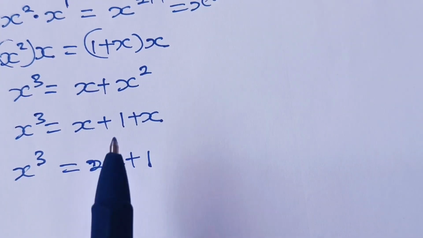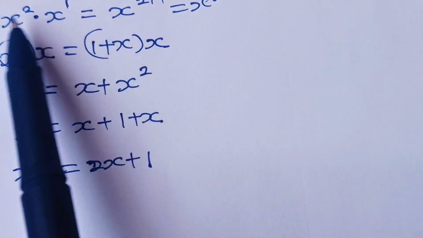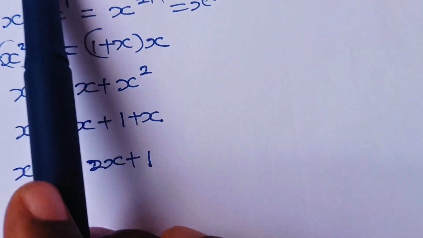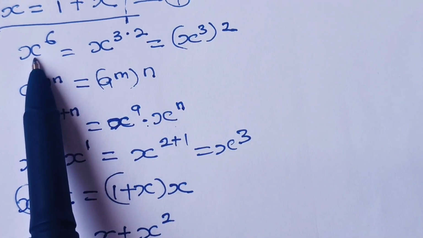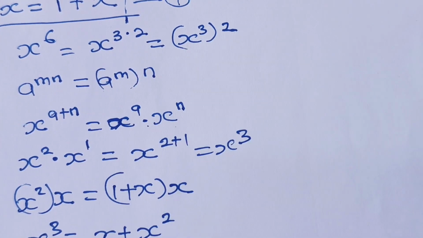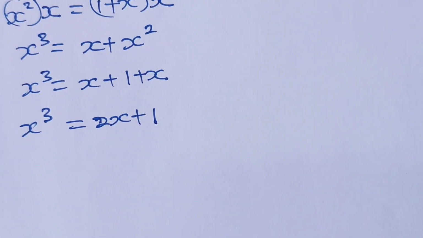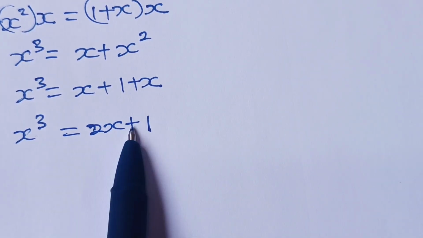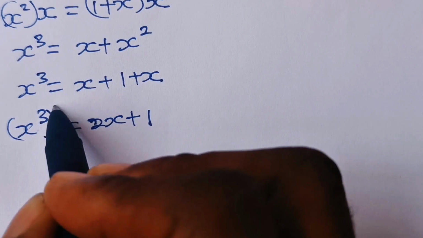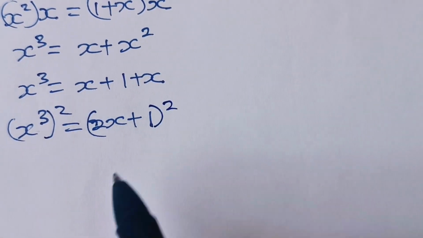All right, but we are looking for what? We are looking for x to the power of 6. Let me draw this back. Yeah, we are looking for x to the power of 6, and I say it's x to the power of 3 squared. So to get x to the power of 6, all I will need to do is to square both sides of this equation. So I will say this squared multiplied by this squared.